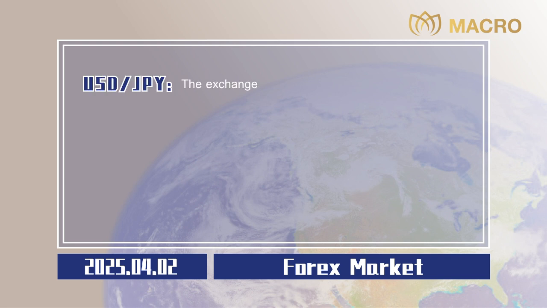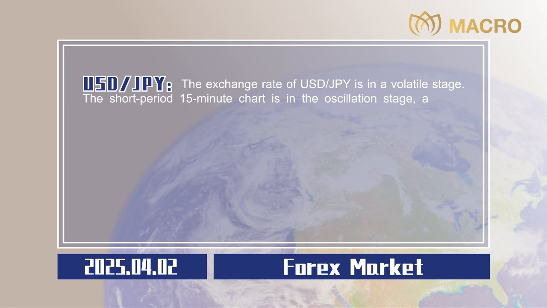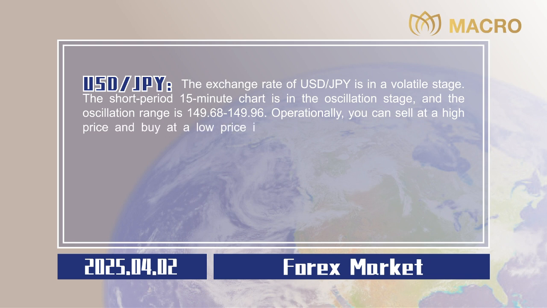US dollar to Japanese yen. The exchange rate of US dollar to Japanese yen is in a volatile stage. The short-term 15-minute chart is in the oscillation stage, and the oscillation range is 149.68 to 149.96. Operationally, you can sell at a high price and buy at a low price in this range.